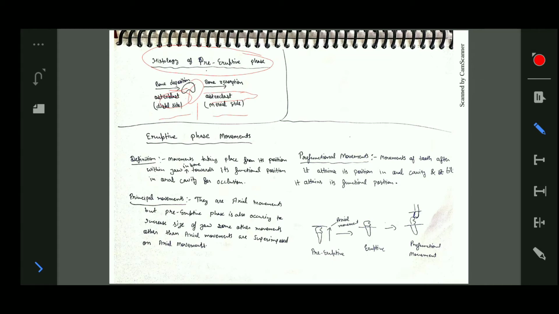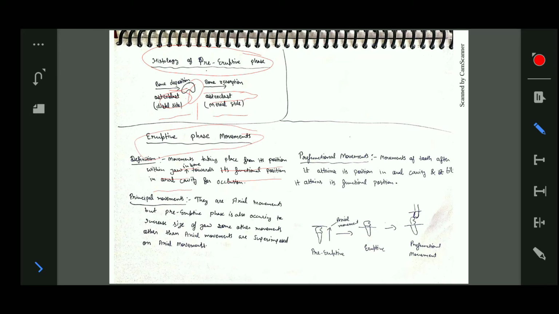So now let's talk about the eruptive phase movements, which are the second type of movements in tooth eruption. Let's start with the definition. These are the movements which take place from its position within the jaw, in the bone, to its functional position in the oral cavity.